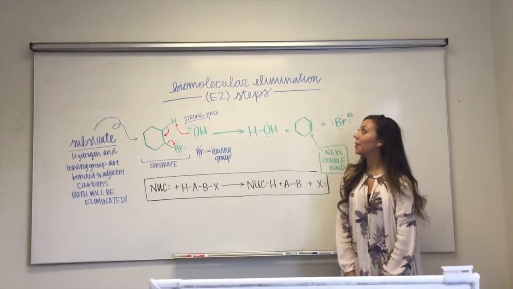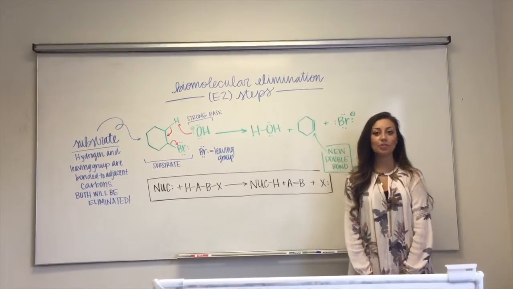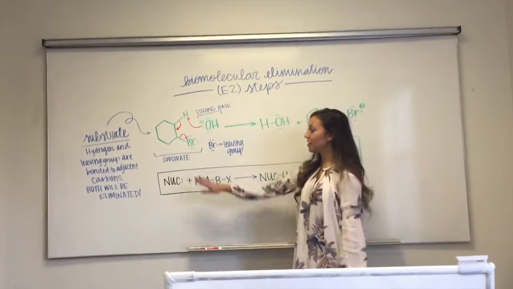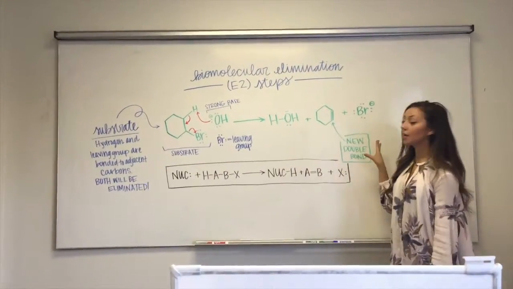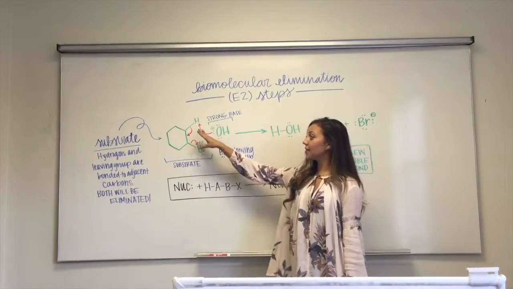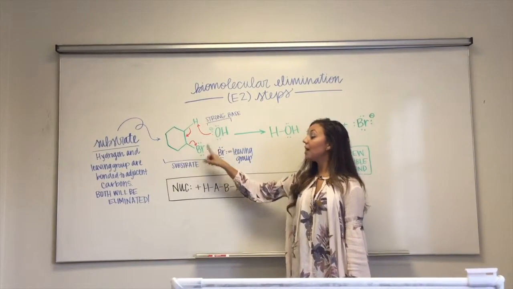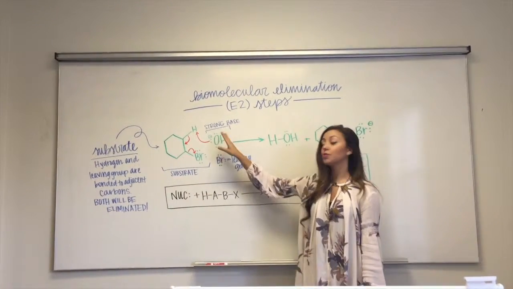Okay, next we're going to talk about the bimolecular elimination, or E2 steps. In this kind of elementary step, we're going to have a substrate that's going to react with a strong base in order to give us a more stable set of products. So in this example, we have a cyclohexane that is connected to a hydrogen and bromine, and then we have our strong base here, which is OH with a negative charge.